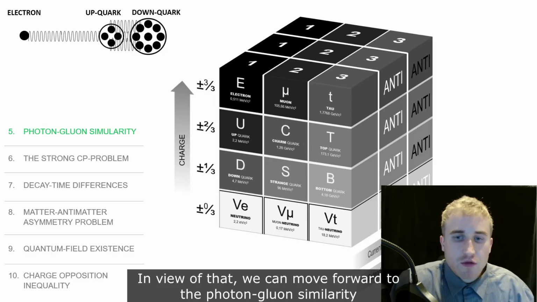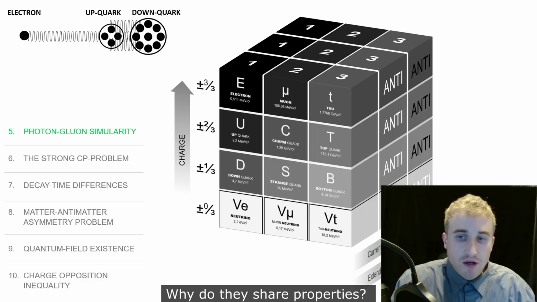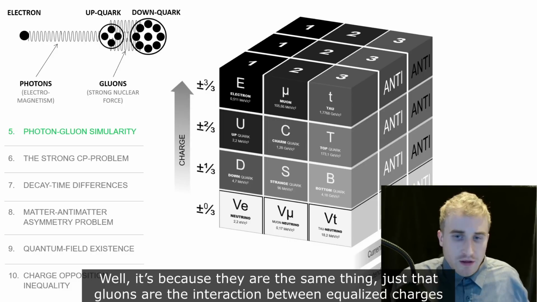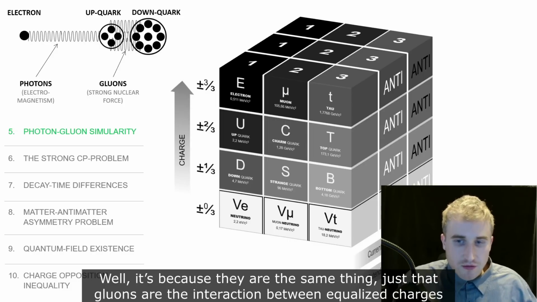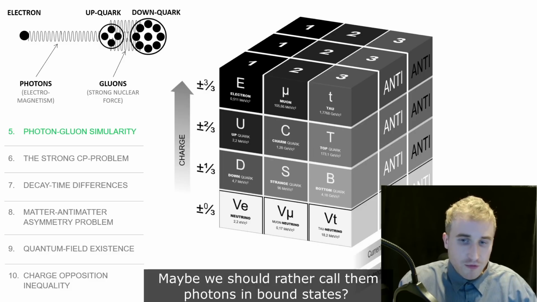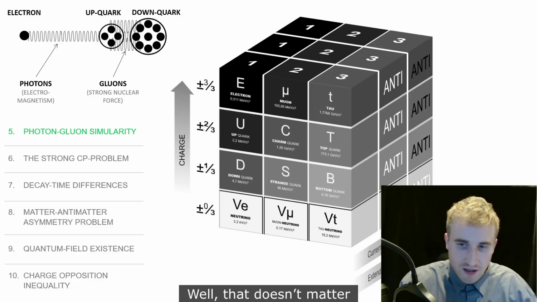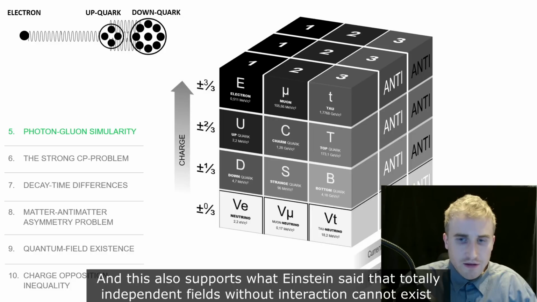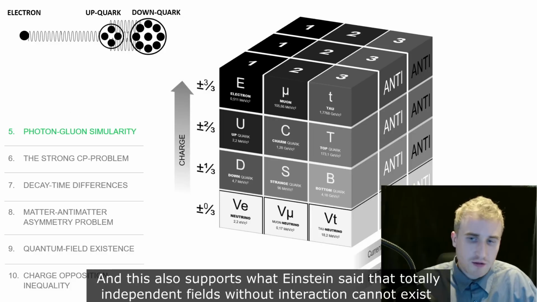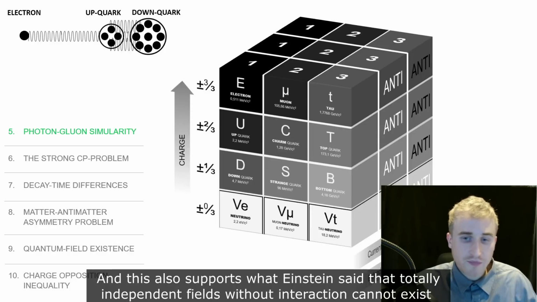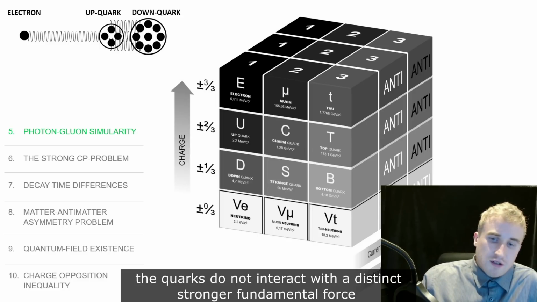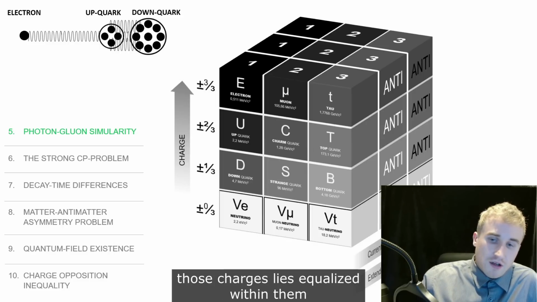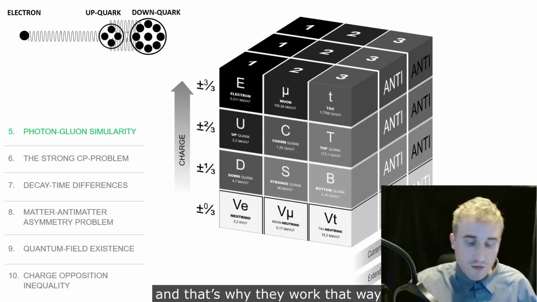In view of that, we can move forward to the photon-gluon similarity. Why do they share properties? Well, it's because they are the same thing, just that gluons are the interaction between equalized charges. Maybe we should rather call them photons in bound states. Well, that doesn't matter, but anyway, we can unify the two forces into one. And this also supports what Einstein said, that totally independent fields without interaction cannot exist. The quarks do not interact with a distinct stronger fundamental force. Those charges lie equalized within them, and that's why they work that way.